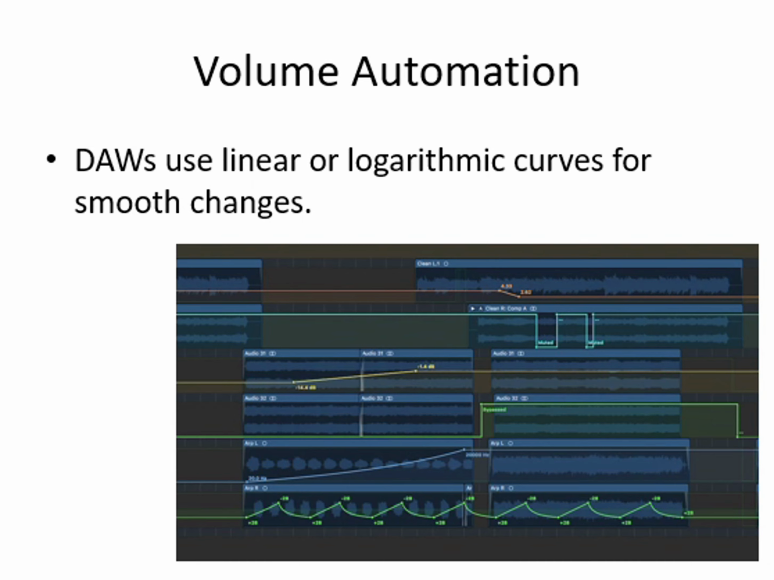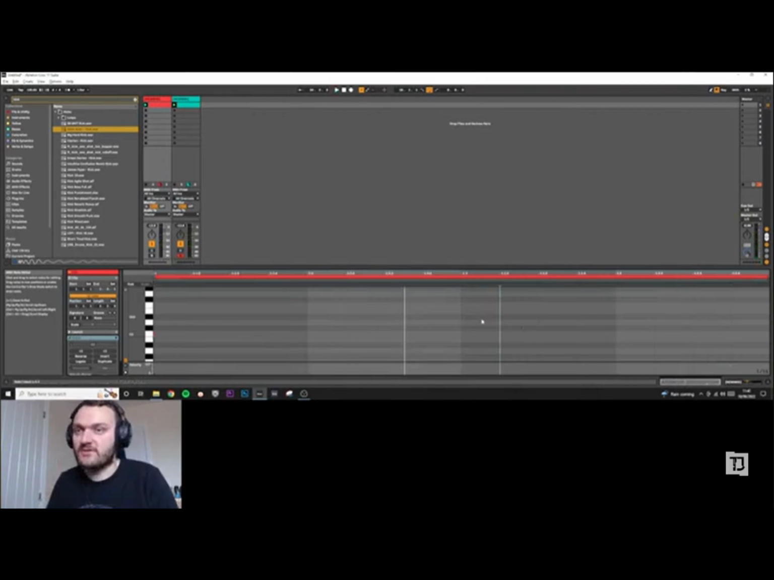Producers draw these shapes carefully because even tiny changes in the curve completely change how the movement feels. Again, it's just math controlling sound. Here is an example of someone explaining this.